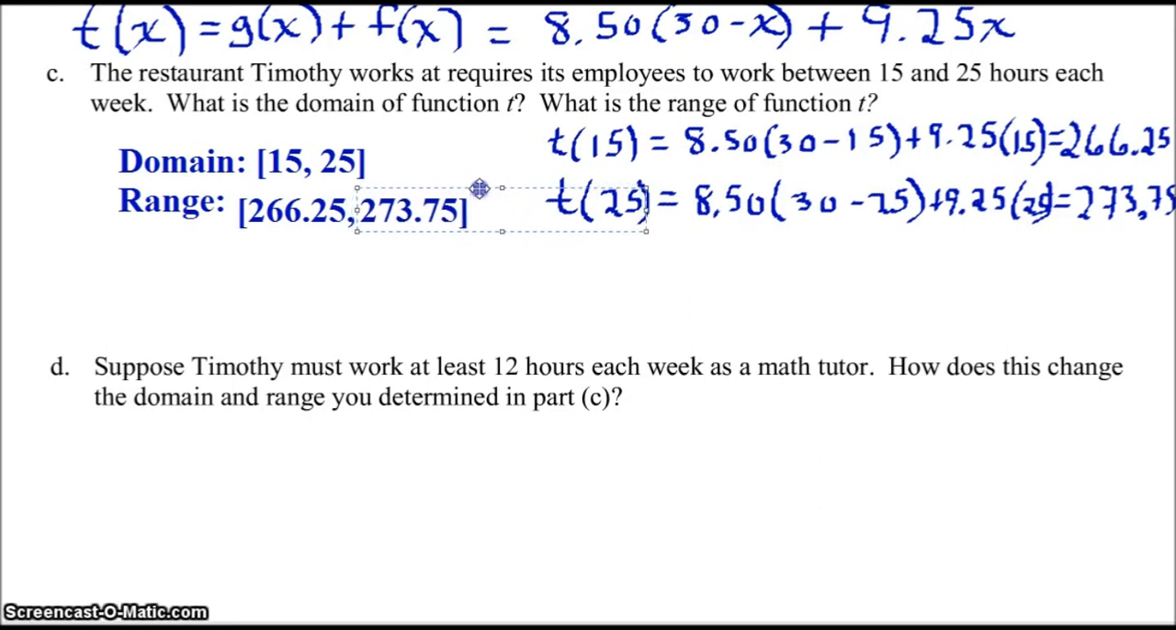That just tells us that the range tells us the total amount of money that he can make in a week. He can't make any less than 266.25, can't make any more than 273.75, because he has to work between 15 and 25 hours as a waiter. And this is an increasing function. The more hours he works, the more money that he will make.